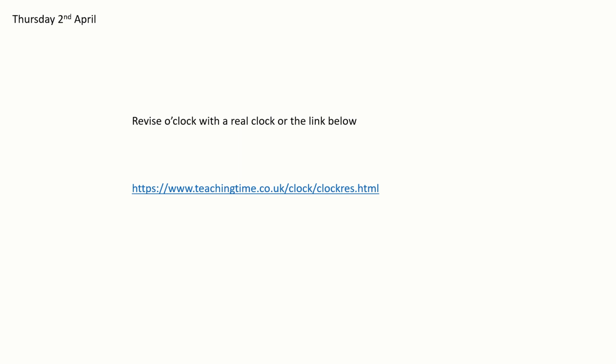It's Thursday the 2nd of April and it's time for our second maths lesson on telling the time. If there's any adults here today, please can you help out with the tasks, because it is a bit more complicated for me to do it through PowerPoint and through video than it will be for you to show the children how the clock moves when you're using a real clock.